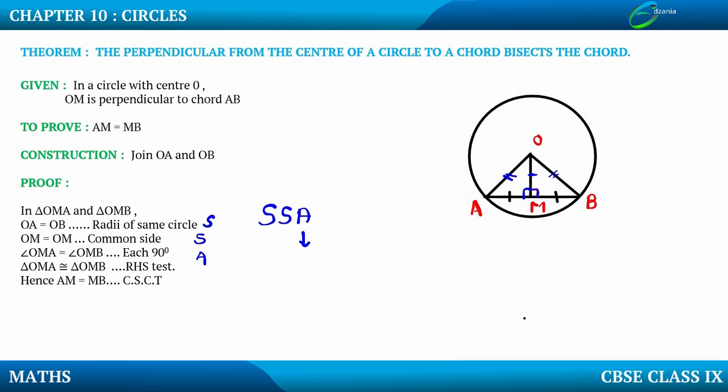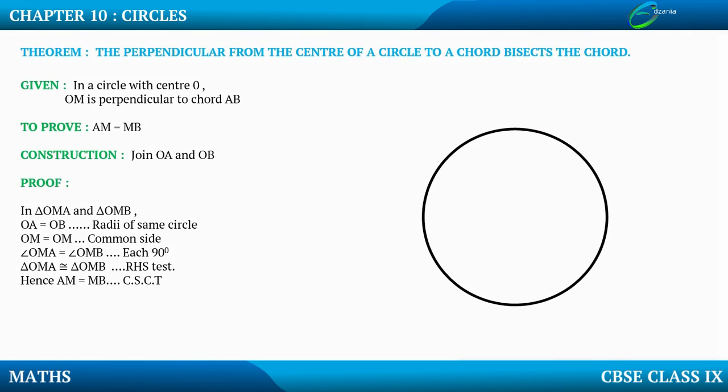So a perpendicular drawn from the center of the circle to the chord will always bisect the chord. Suppose this is the circle and we have a perpendicular drawn from the center. Suppose O is the center of the circle and we have a chord like this. Say OA is the perpendicular drawn from the center of the circle to chord CD, and it is 90 degrees. If the length of CD is, say, 8 centimeters, then find the length of CA and AD.